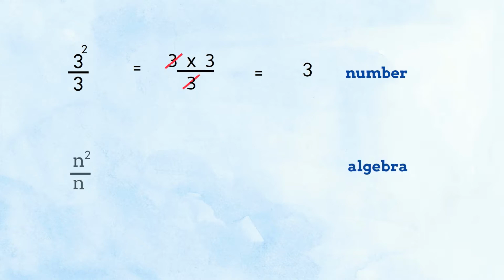In number work, if we have 3 squared over 3, then we could write it as 3 times 3 over 3. Then the bottom 3 can cancel out one of the top 3's, leaving 3 as the answer. Similarly, in algebra, if we have n squared over n, we could write it as n times n over n. Then the bottom n can cancel out one of the top n's, leaving 1n as the answer.